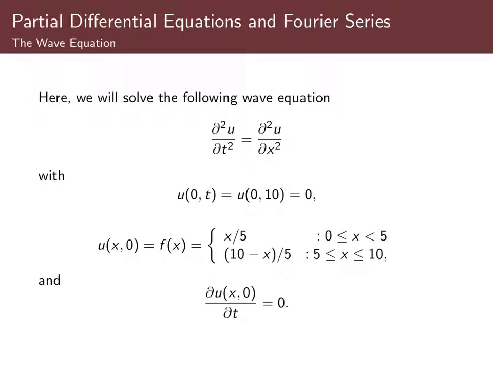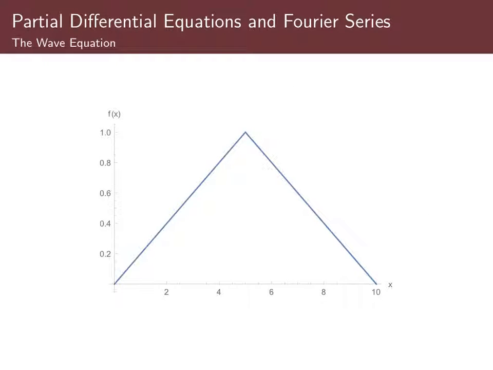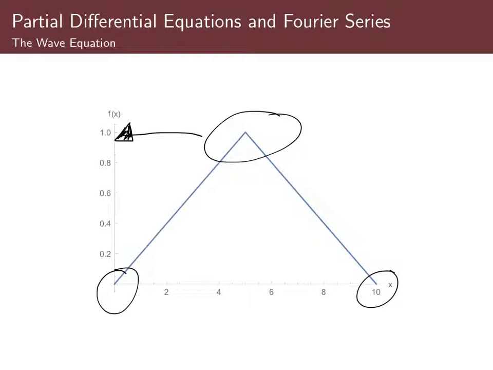Okay, here we'll solve the following wave equation where the coefficient a squared is equal to 1, the string is 10 units long, the initial profile of the string is given by this function f here, which can be viewed as before as one of these tent functions where the maximum is at 5 at 1 unit of displacement here, and the string is left fixed at the two ends there.